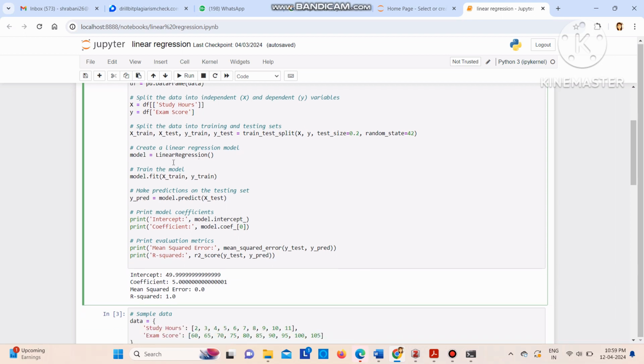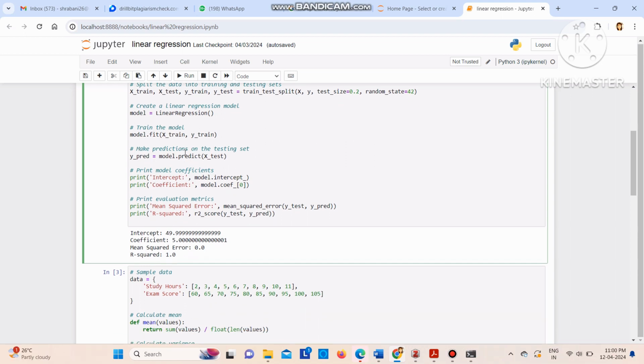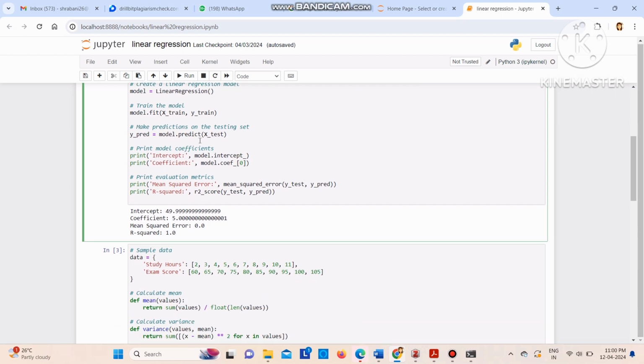Now we are going to call the function LinearRegression and put it here in the model. Now we are going to fit this model on the training data, on X_train and y_train. What does y_train represent? It represents the exam score, what we want to predict, and X_train is the independent data. After fitting this model we are going to do the predictions. So y_pred equal to model.predict. Based on this X_test we are going to predict the y.